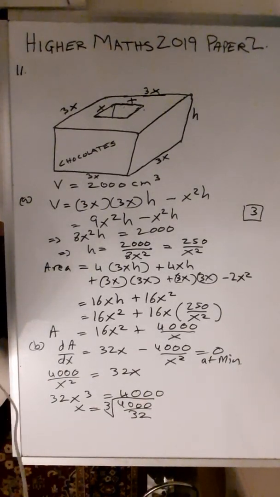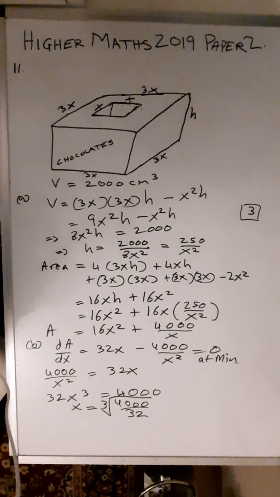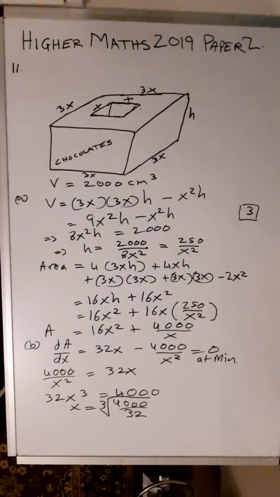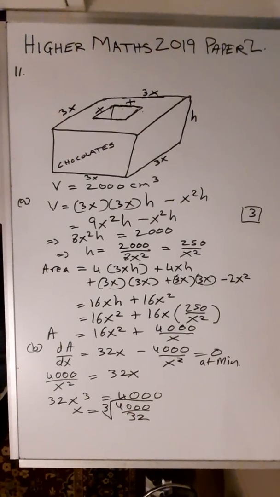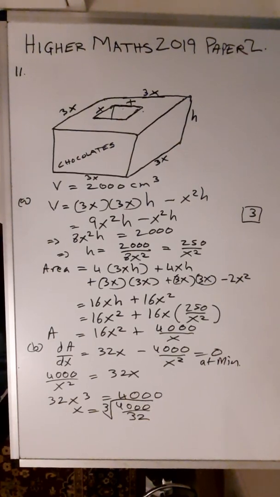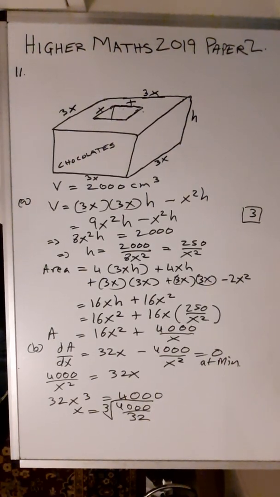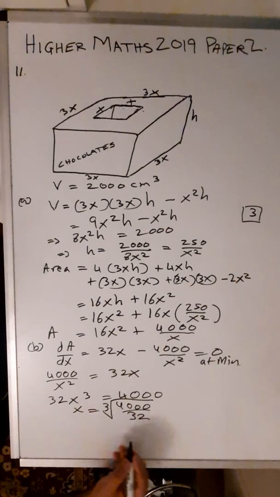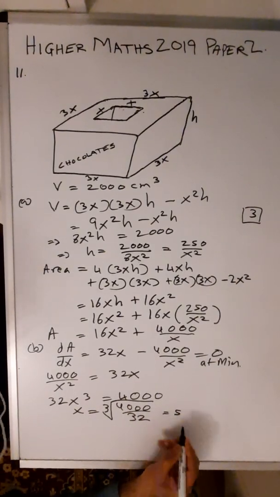Cube root, put that on your calculator. Okay, so you put it in a bracket, cube root inside the bracket. You have 4,000 divided by 32. You put that in, you're getting 5. So that means that x is equal to 5.